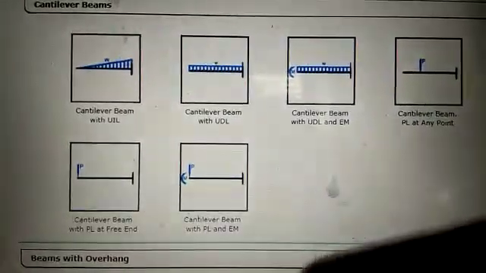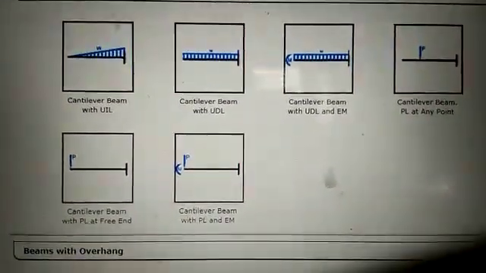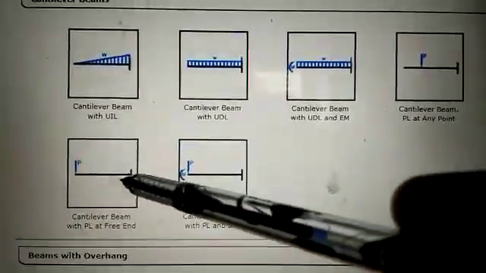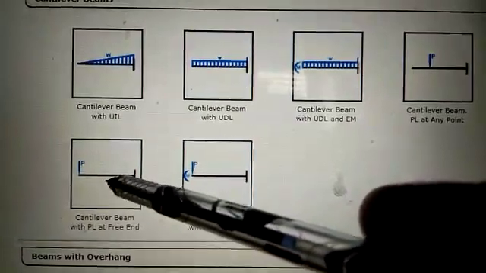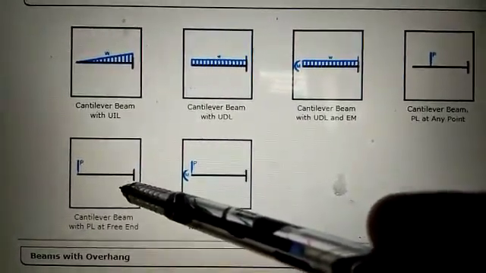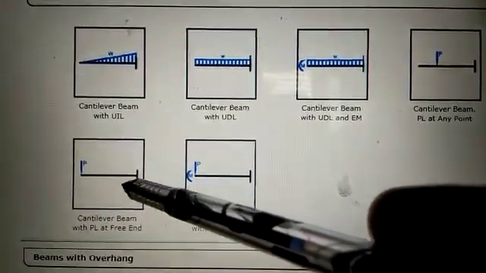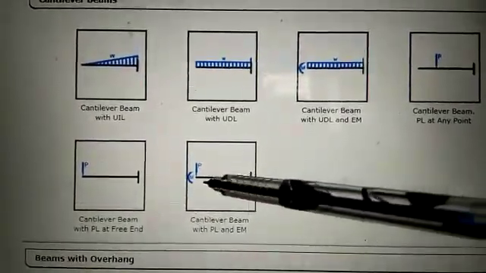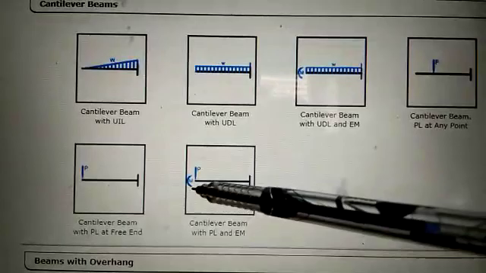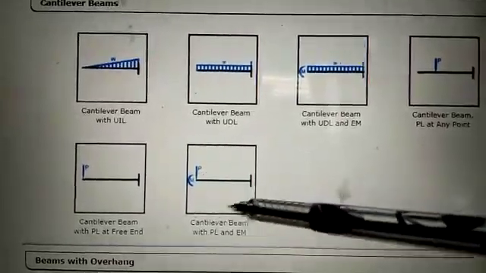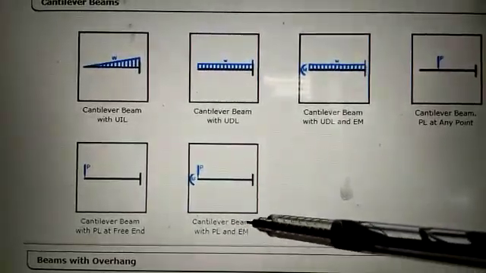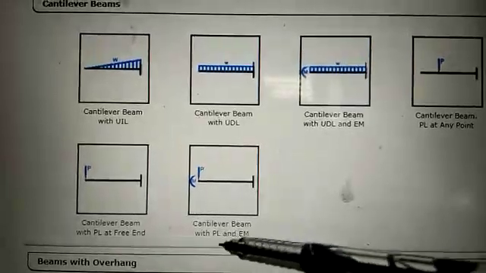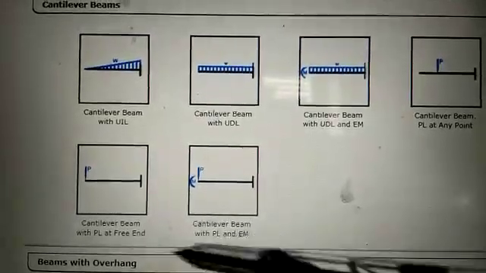Here the cantilever beam is given in which the point load is applied at the free end. We have also derived the shear force and bending moment equation for this in our previous lectures. This is the beam in which along with point load moment is applied. So it is a cantilever beam with point load and moment.